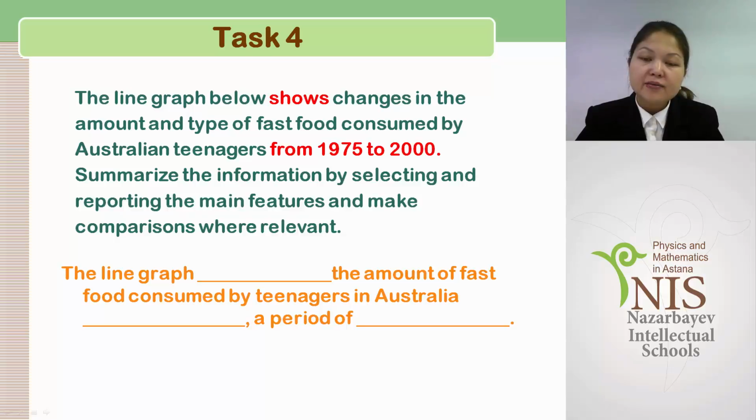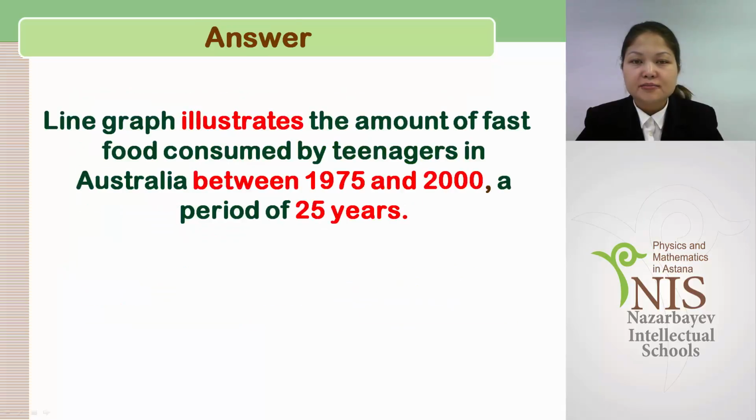The line graph, the amount of fast food consumed by teenagers in Australia, a period of. So think, dear students, how you can paraphrase highlighted words in the task. For example, you can say, line graph illustrates the amount of fast food consumed by teenagers in Australia between 1975 and 2000, a period of 25 years.